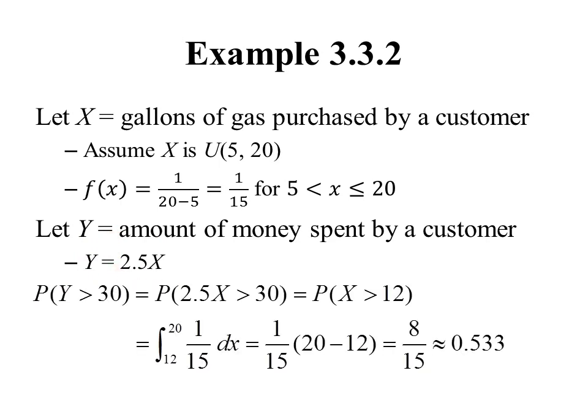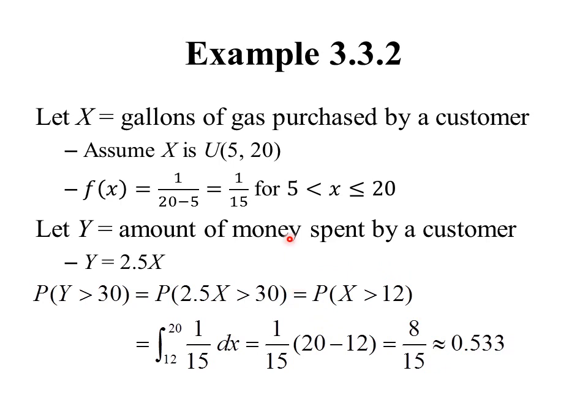Now we want to know the probability that the customer spends more than $30. So we want to know the probability y is greater than 30. Well, in terms of x, that's the probability that 2.5x is greater than 30. So now inside of these parentheses, we can divide both sides of the inequality by 2.5 to get the probability that x is greater than 12. Well, now we know how to calculate this probability.